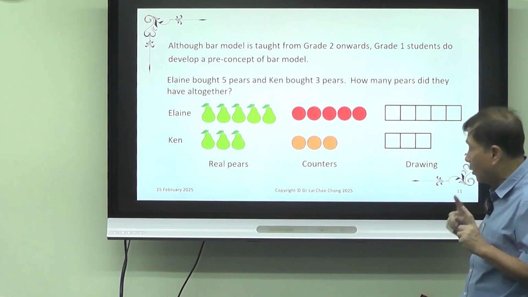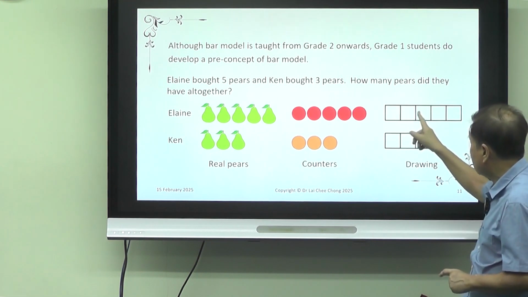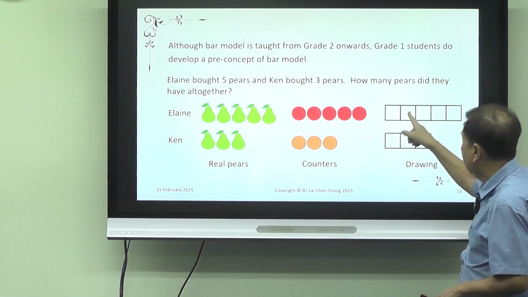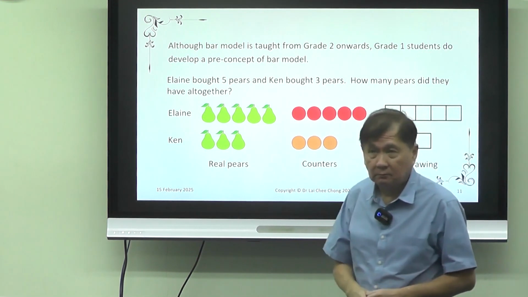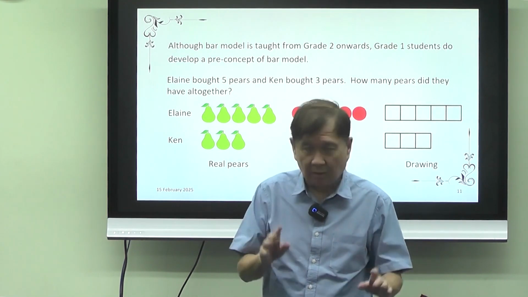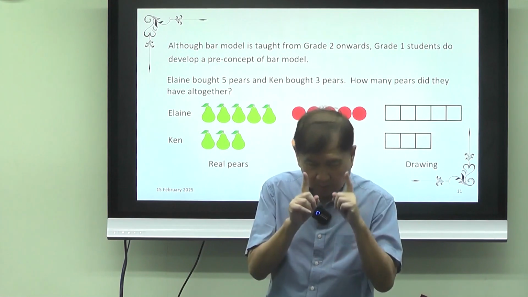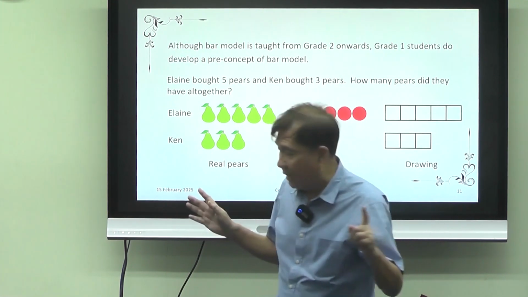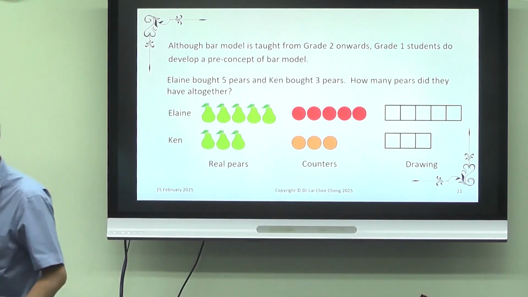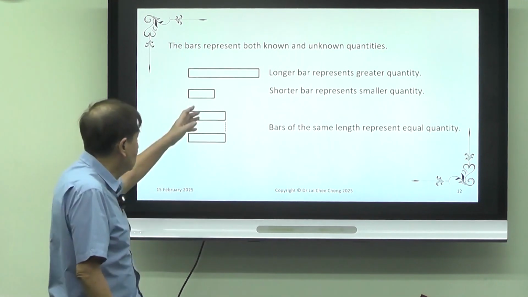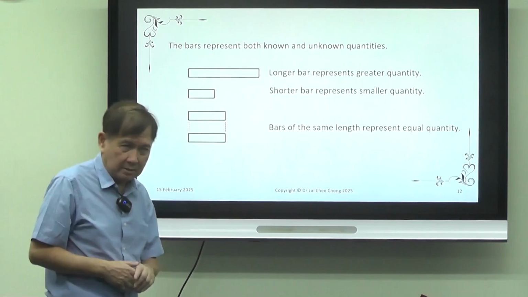So what they learn in grade 1, usually every little square stands for 1. So when they see this, it's 1 pear, 1 pear, 1 pear. So that's what they've been doing. That's for grade 1. So if you see grade 1, that's what they will see. Every little box there only stands for 1. One person, 1 pear, 1 apple, or one for anything. Okay, so that's what they've been doing. But as they go to grade 2 onwards, now the bar can be longer, can be shorter.